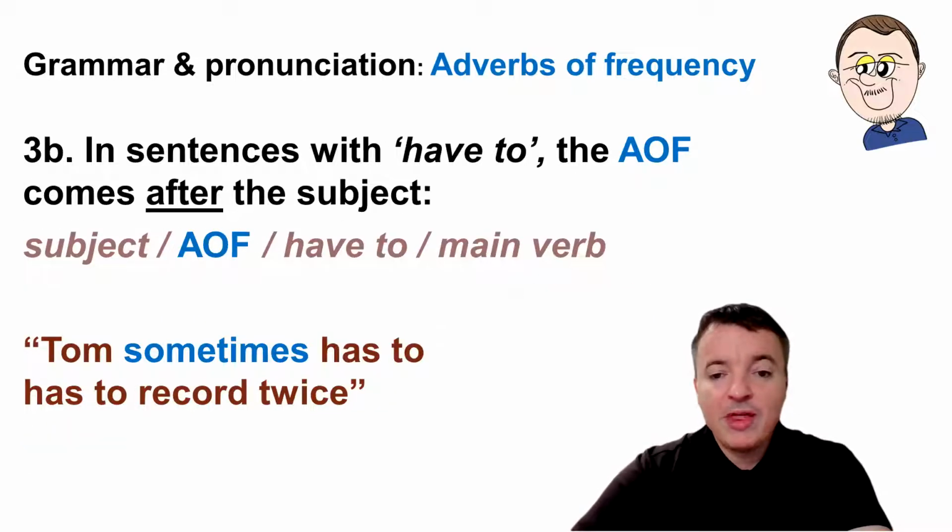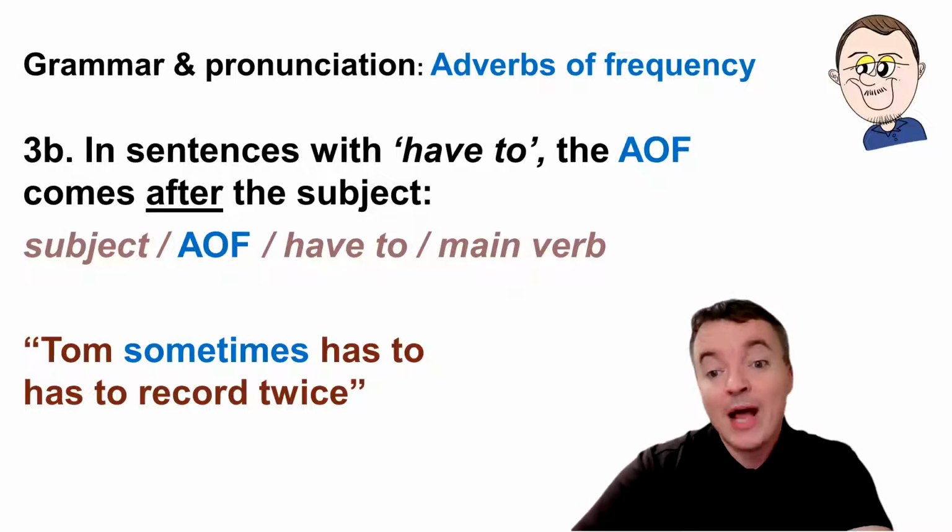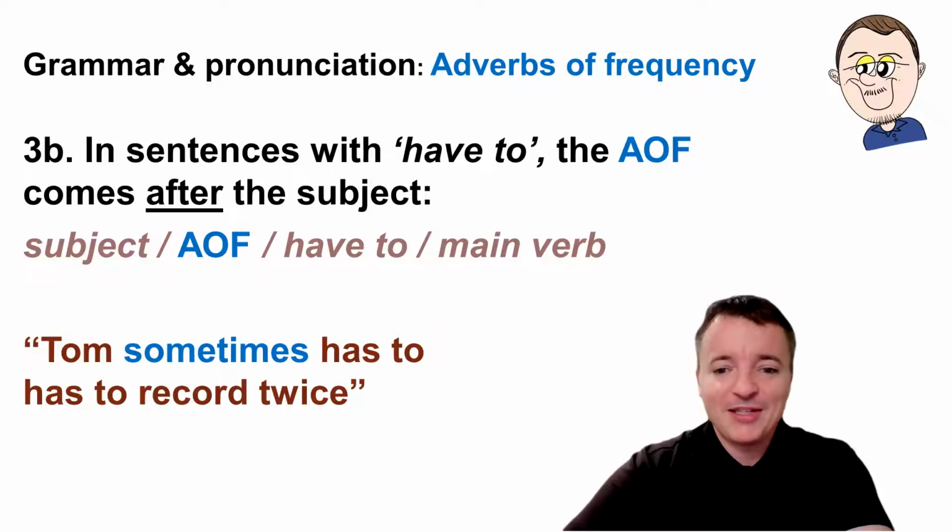In sentences with have to or has to, the adverb of frequency comes after the subject. For example, Tom sometimes has to record twice. That's true. When I make a mistake, like this one, I have to stop the video and start again. So Tom sometimes has to record twice.